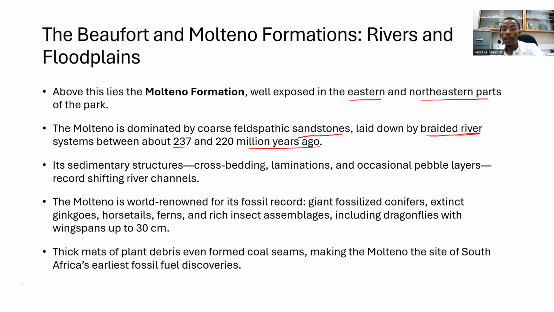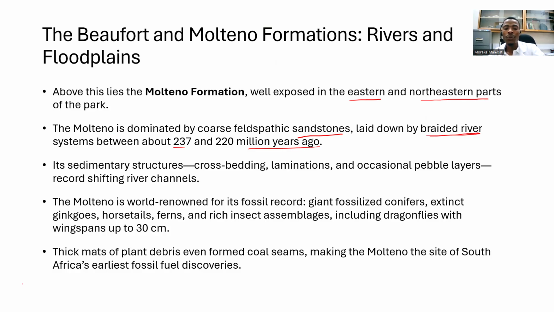But here you see the braided rivers in the Molteno, because we are still on the arid side. We once mentioned the fact that vegetation promotes meandering, but erosion promotes braided rivers. Because we are entering into desert conditions, but these are not true deserts, still a mini desert, that's why we expected these braided rivers. Its sedimentary structures, such as cross-bedding, laminations and occasional pebble layers, record shifting river channels.